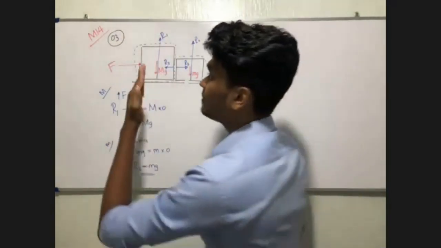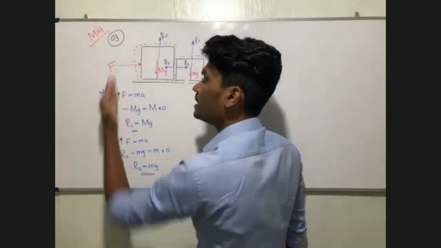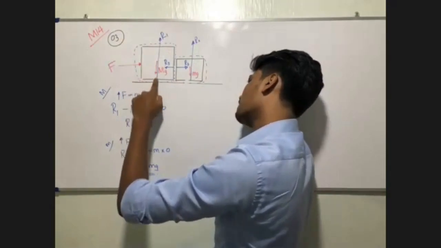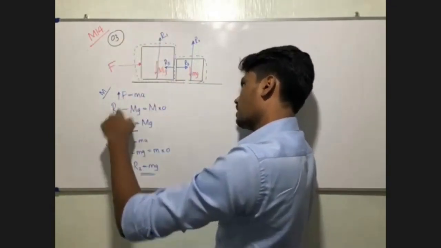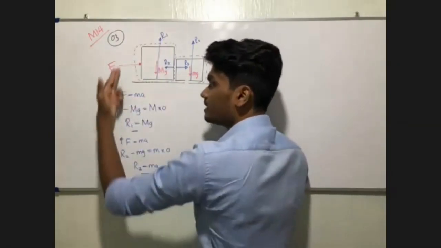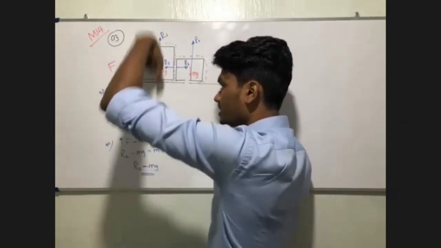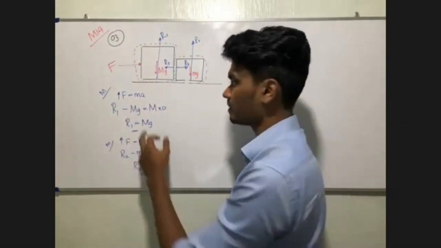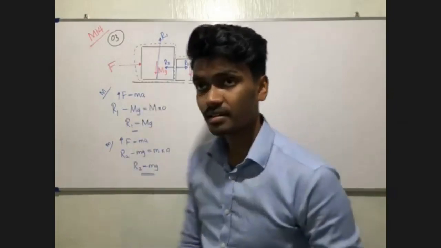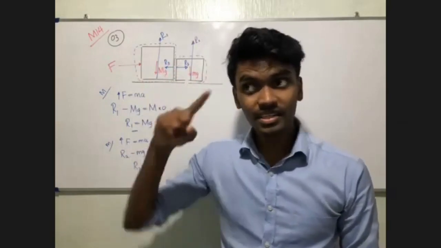And I applied F equals ma in the upward direction for capital M. What is the upward force acting on capital M? R1. What is the downward force acting on the capital M? Minus mg. Because we are applying the equation upwards, the forces in the upward direction are plus, forces in the downward direction are minus. What's the mass? Capital M. What is the acceleration in the upward direction? It is 0.